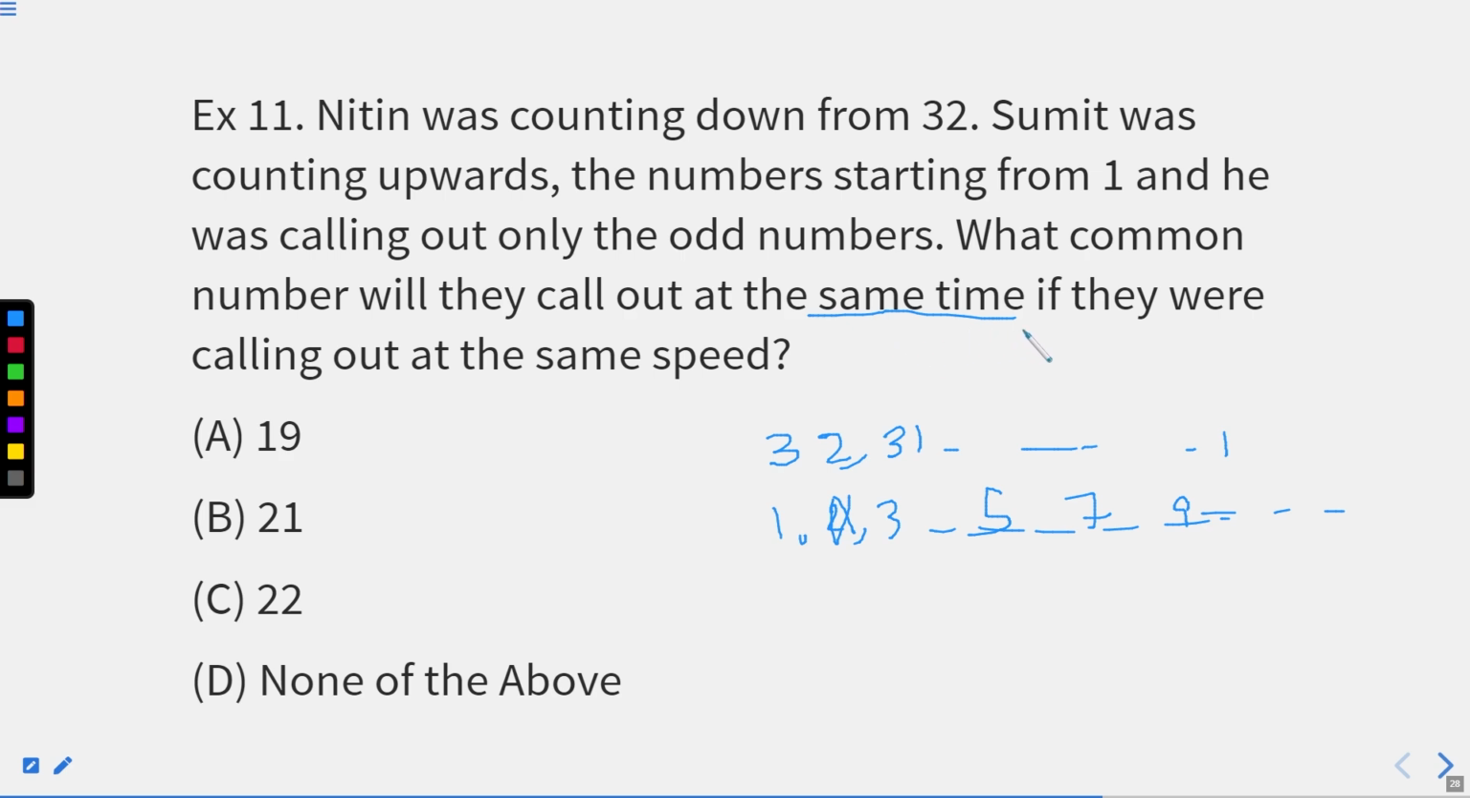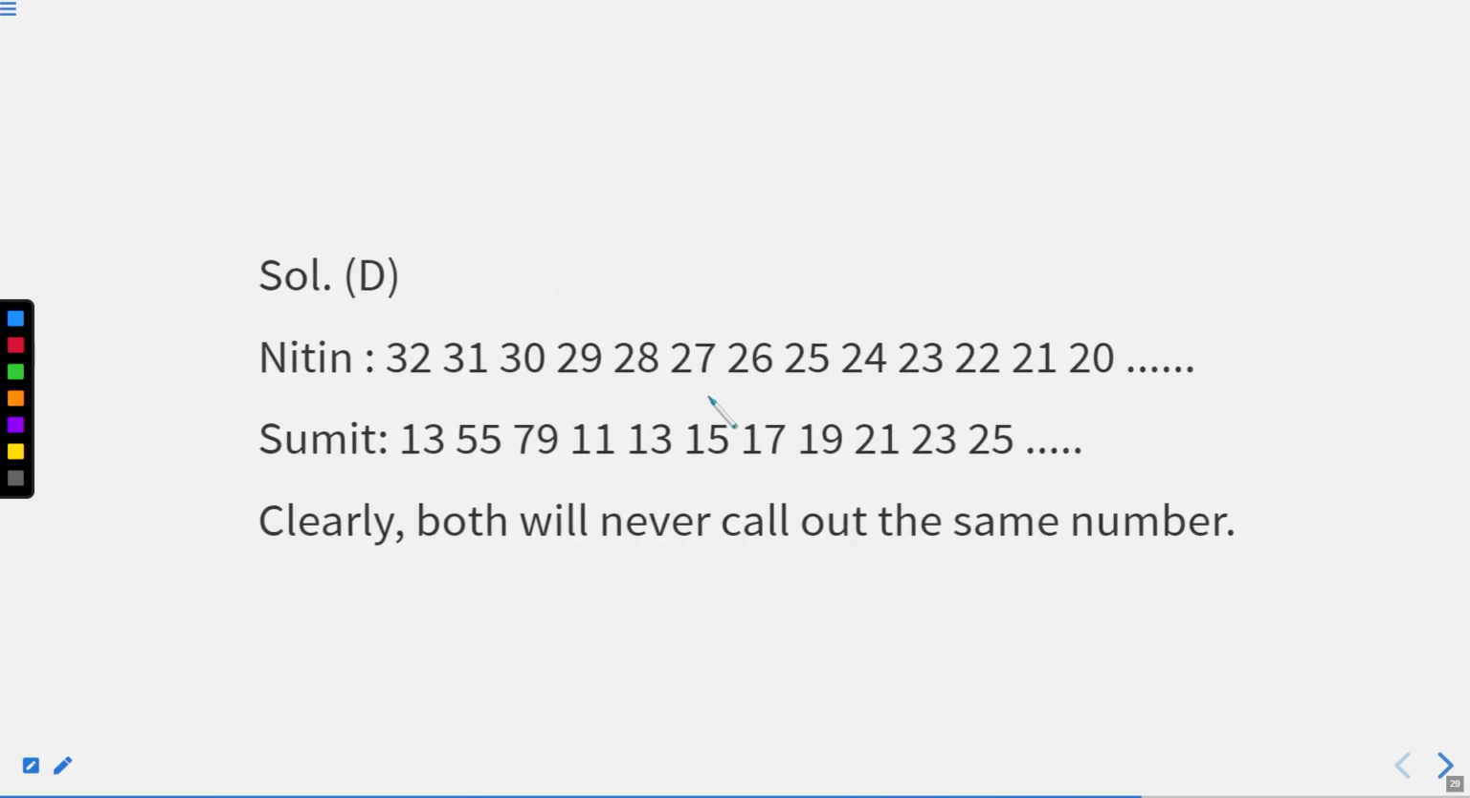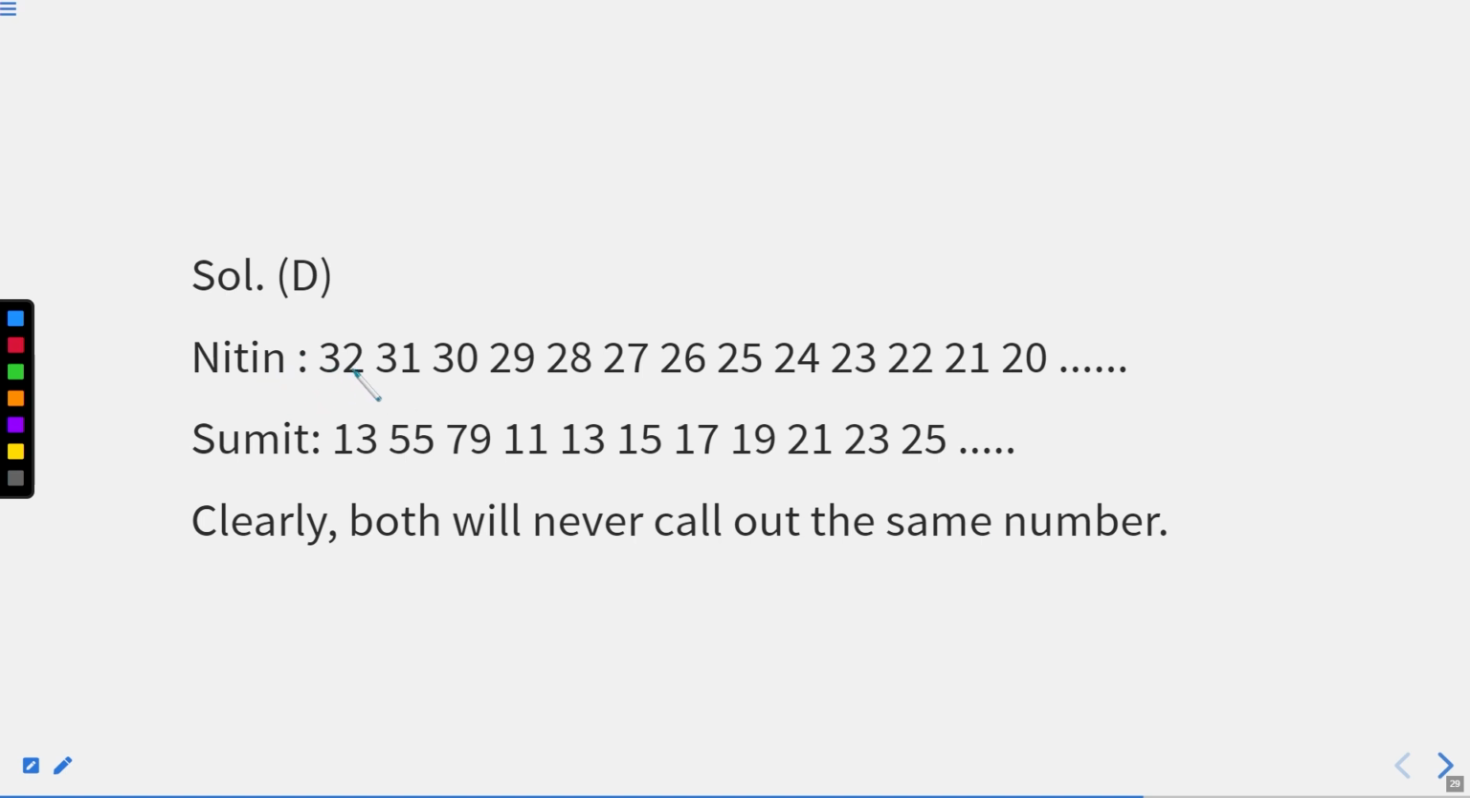For that, what we need is to make both the series. So we'll form it first. So how will Nitin go? 32, 31, 30, 29, so on, right? How will Sumit go? Sumit will go 1, this is 3, then 5, then 7, then 9, then 11, then 13 and so on. But we are able to figure out that 32 is matching with 1, 31 is matching with 3, 30 is matching with 5, 29 is matching with 7, 28 is matching with 9 and so on.